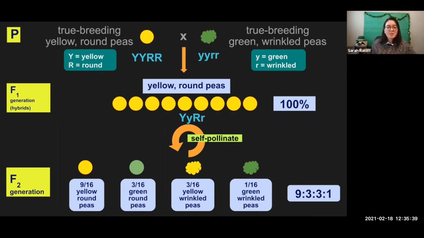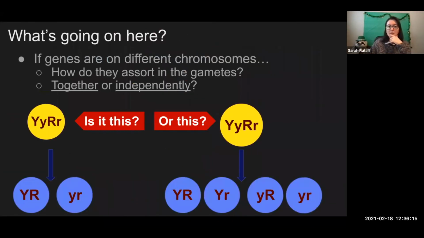Makes sense, they're the dominant traits, should have the most of those. Then we get 3 green and round. Weird, we've never seen that combination. And we get 3 yellow and wrinkled. Another weird combination we've never seen before. And only 1 of our little green wrinkled guy. Weird. When we crossed those heterozygous yellow and round peas, we got 2 new combinations that we'd never seen before. Interesting. So what's happening?